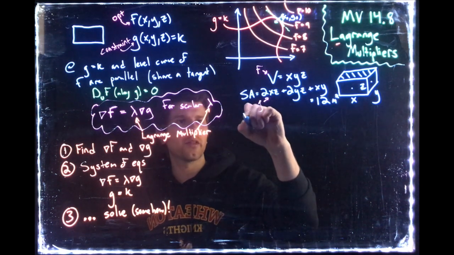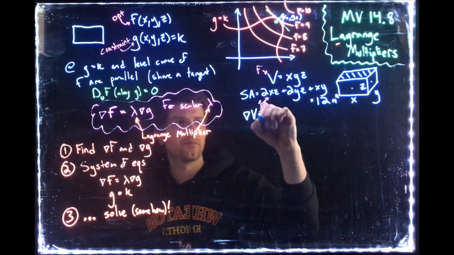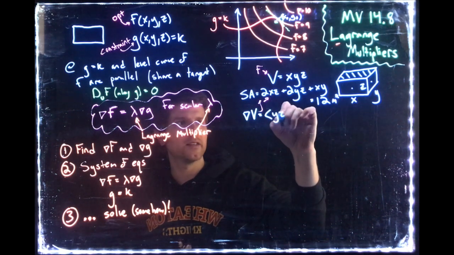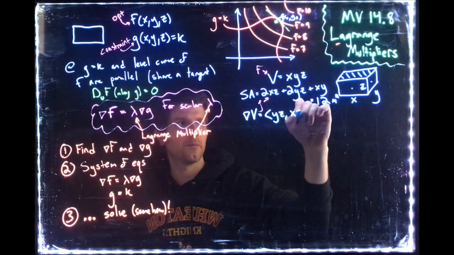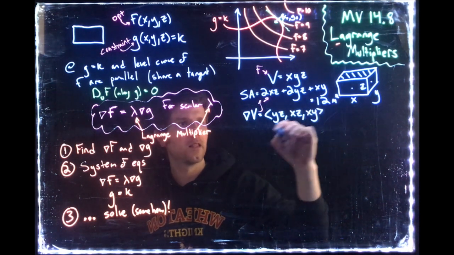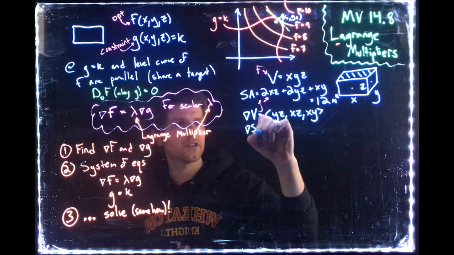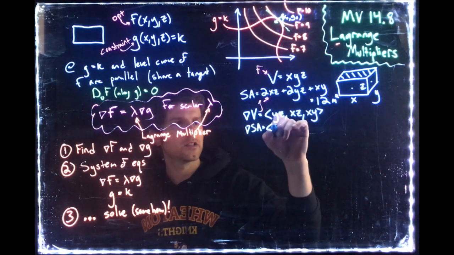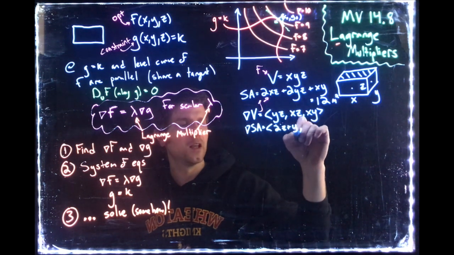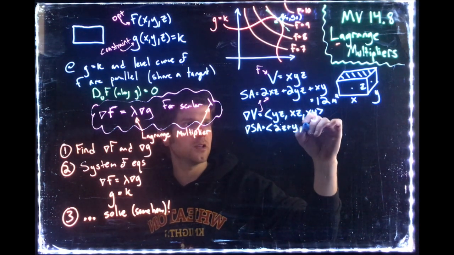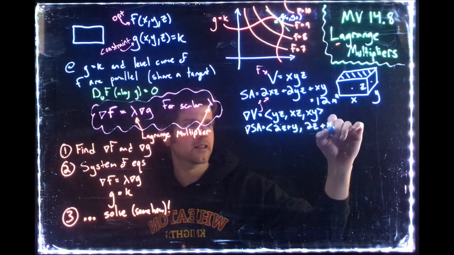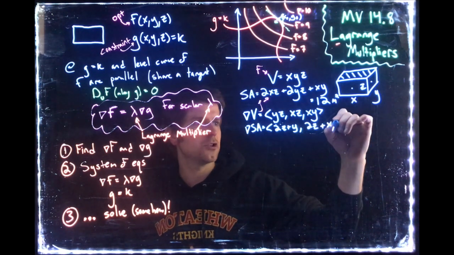We're going to start with the gradient of V. If I take my derivative with respect to x, I get yz. With respect to y, I get xz. With respect to z, I get xy. And the gradient of my surface area is going to be, let's see, with respect to x is 2z plus y. With respect to y, gets me 2z plus x. And with respect to z, gets me 2x plus 2y.